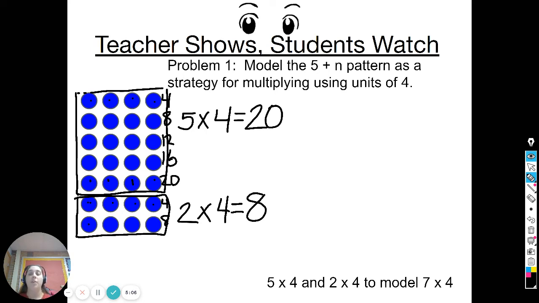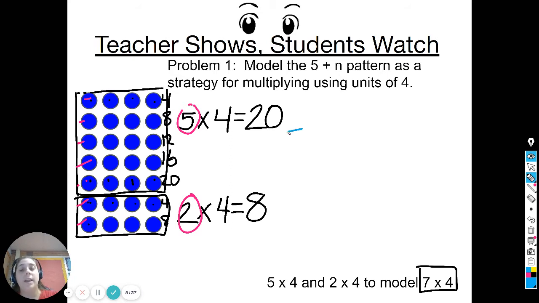Okay, so I've solved the top part of the array. I've solved the bottom part of the array. Now I need to put them together to be able to show what 7 rows of 4 equals, okay? Because I have this 5 rows plus the 2 rows, okay? And 5 plus 2 is where we get that 7. 7 rows all together. 1, 2, 3, 4, 5, 6, 7, okay?